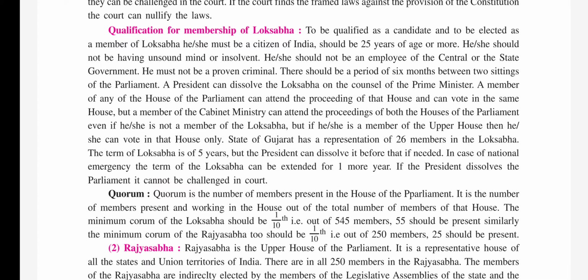He or she should not be an employee of the central or state government. He or she must not be a proven criminal.